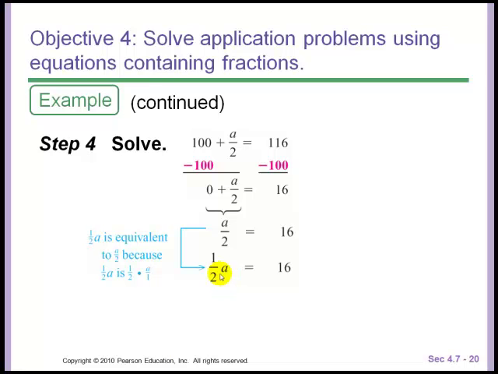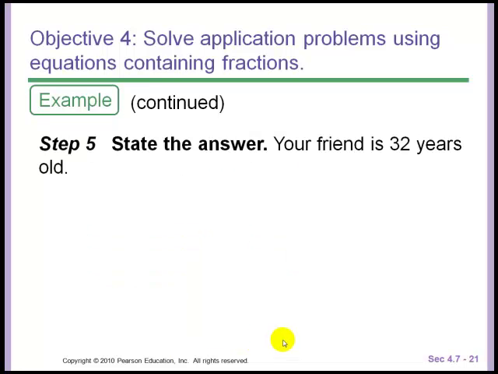The reason they're equivalent is if you do 1/2 times A over 1, you get 1 times A, which is A, and 2 times 1, which is 2. Or you can write it as the multiplication 1/2 A. You need to know that these two things are the same. Now to get the A by itself, you multiply by the reciprocal of 1/2, which is 2 over 1, and you wind up with A equals 32. So your friend is 32 years old.